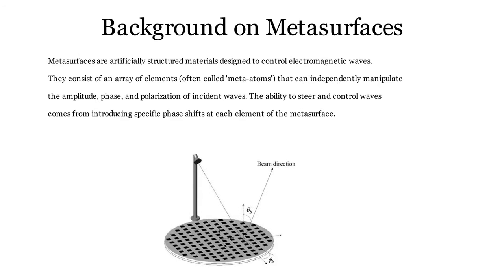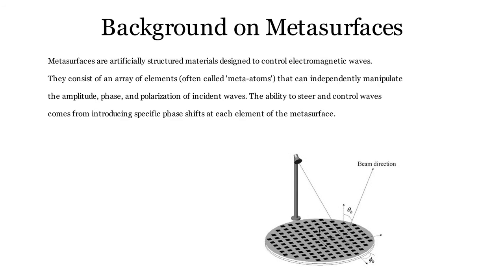Let's explain some background information to be more familiar with the concept of metasurfaces. Metasurfaces are artificially structured materials designed to control electromagnetic waves. They consist of an array of elements, often called metaatoms, that can independently manipulate the amplitude, phase, and polarization of incident waves. The ability to steer and control waves comes from introducing specific phase shifts at each element of the metasurface. In the next part of the tutorial, we try to explain how we can obtain the formula for the required phase of each of the metasurface elements.